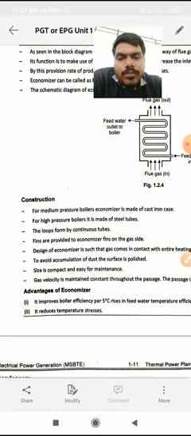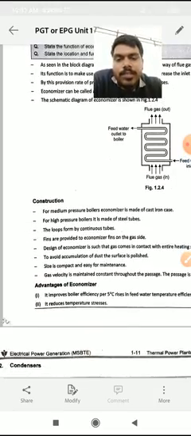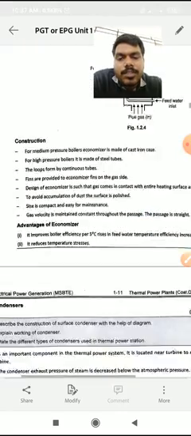To avoid accumulation of dust, the surface is polished. Size is compact and easy for maintenance. Gas velocity is maintained constant throughout the passage.